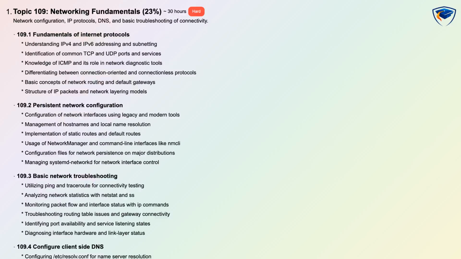The practical side covers persistent network configuration using NetworkManager or systemd-networkd, configuring static and default routes, DNS client setup with /etc/resolv.conf and systemd-resolved, and troubleshooting connectivity with ping, traceroute, ss or netstat, and ip commands.